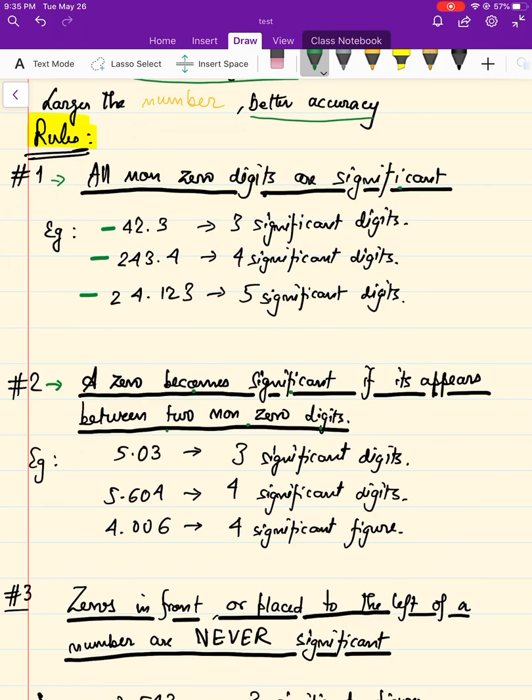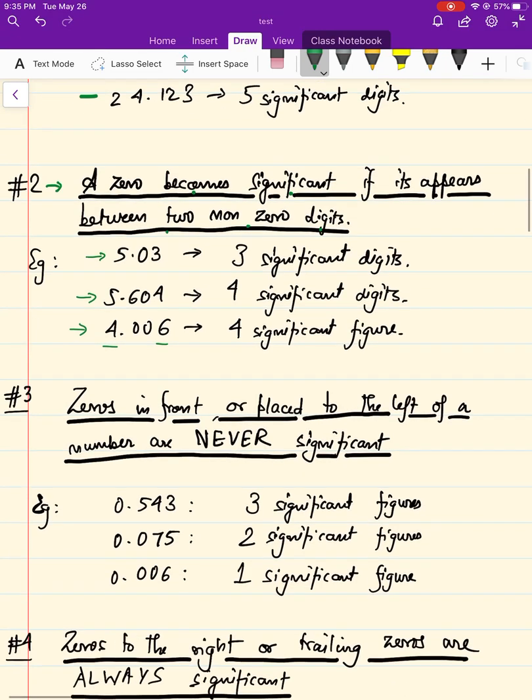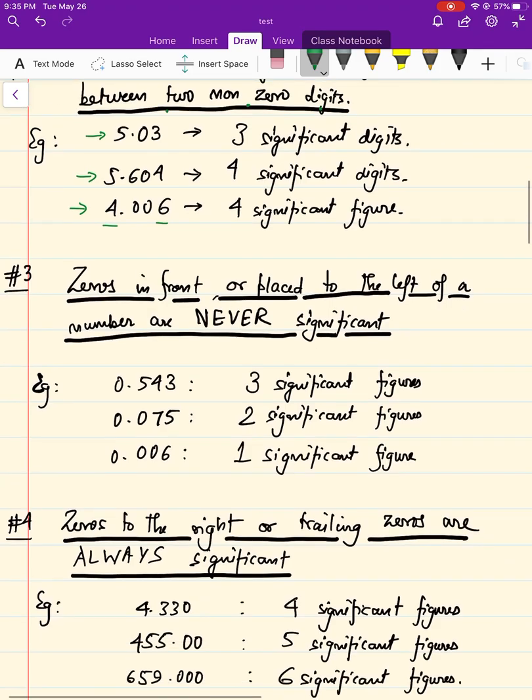It means that, let's say if you have two non-zero digits and if you have a 0 in between, that is also counted as significant digits, as you see in the examples below. This is for 3 significant digits, this is for 4, and this is again 4 because you have two zeros. However, it doesn't matter because the zeros are within two non-zero digits. So this is the second rule, and these things become very important when you are trying to analyze between two measurements that you have taken from an experiment.